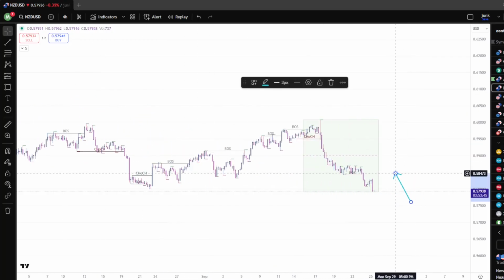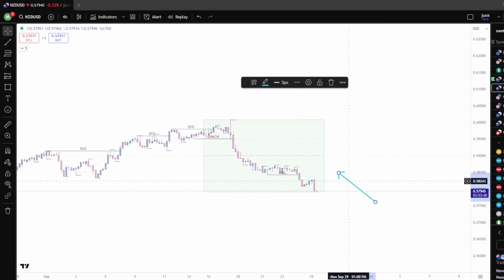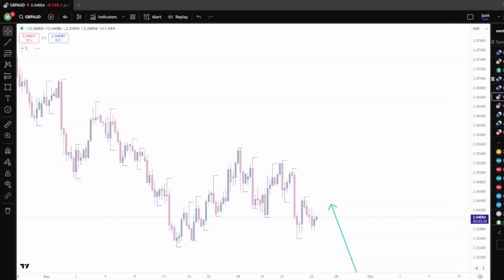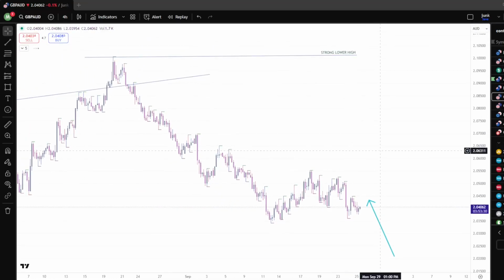So waiting to see if this momentum can pick up, price can continue to push down, and wait for any type of retracement, and then look for any type of opportunity to sell when bearish momentum picks up. GBP AUD, let's go map out the current range.